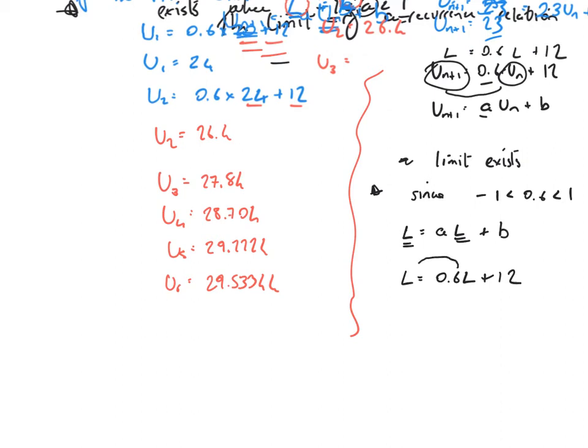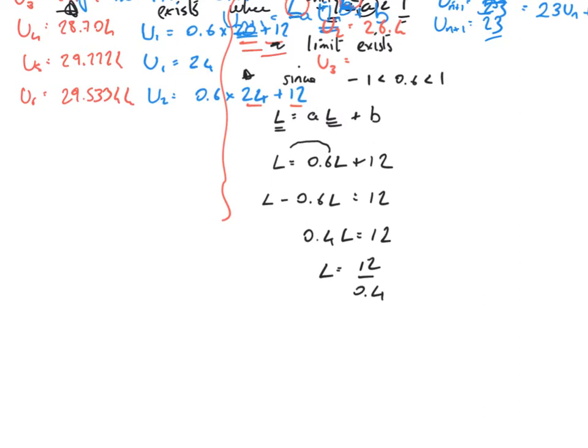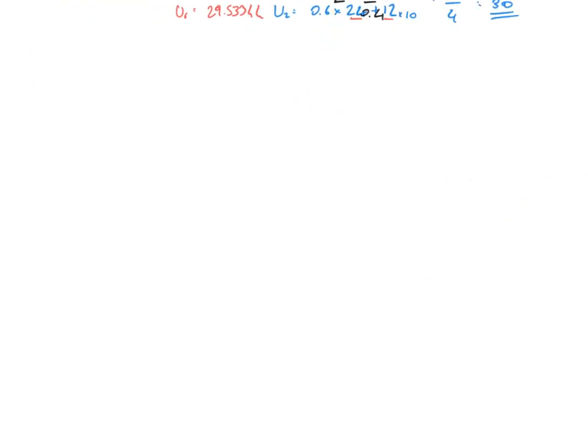I can then bring that over, change its sign, and that will be L minus 0.6L is equal to 12. That's now 0.4L equals 12. And then L equals 12 divided by 0.4. Don't reach for the calculator there, that's an uncalculator question. It can be easily executed without a calculator. Multiply top and bottom by 10. And that will give me 120 divided by 4. The limit's 30.